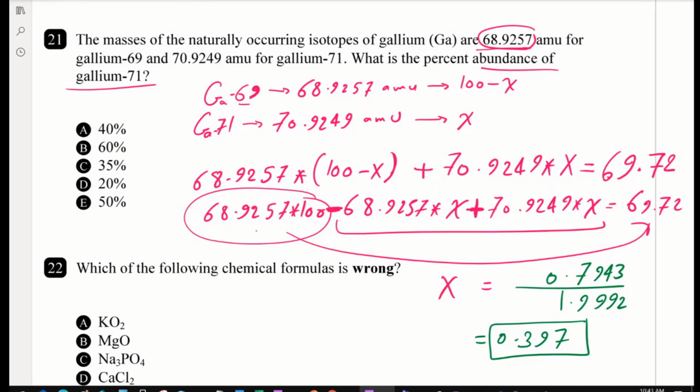You will need to multiply it times 100 because I did not divide over 100 at the beginning. So if you multiply it times 100, it gives you 39.7%, which is very close to 40%. Okay.